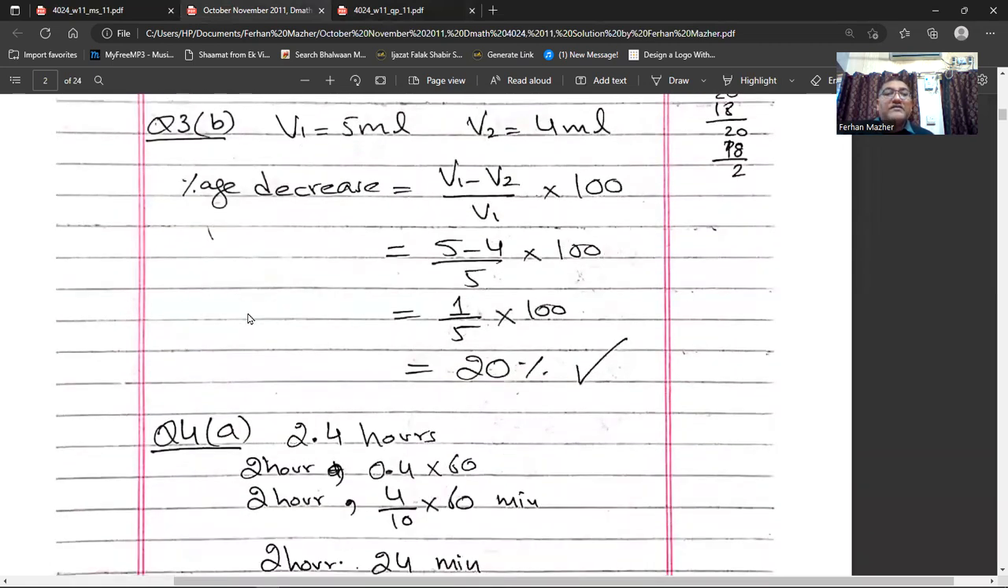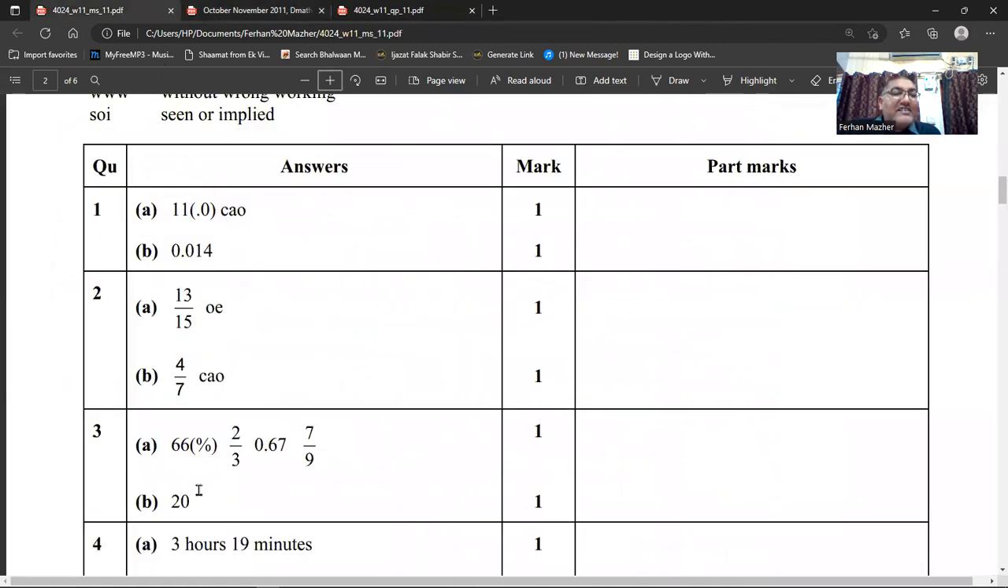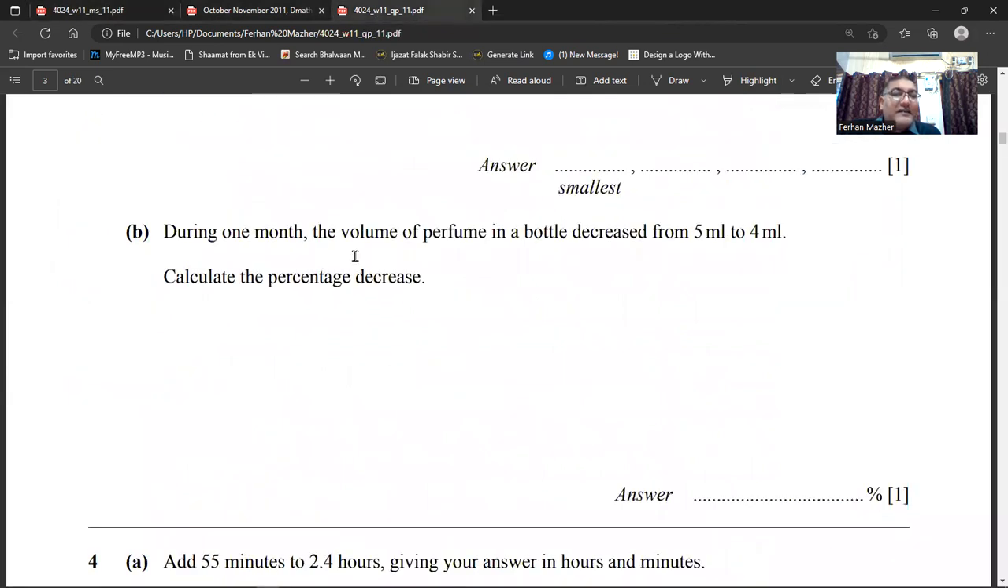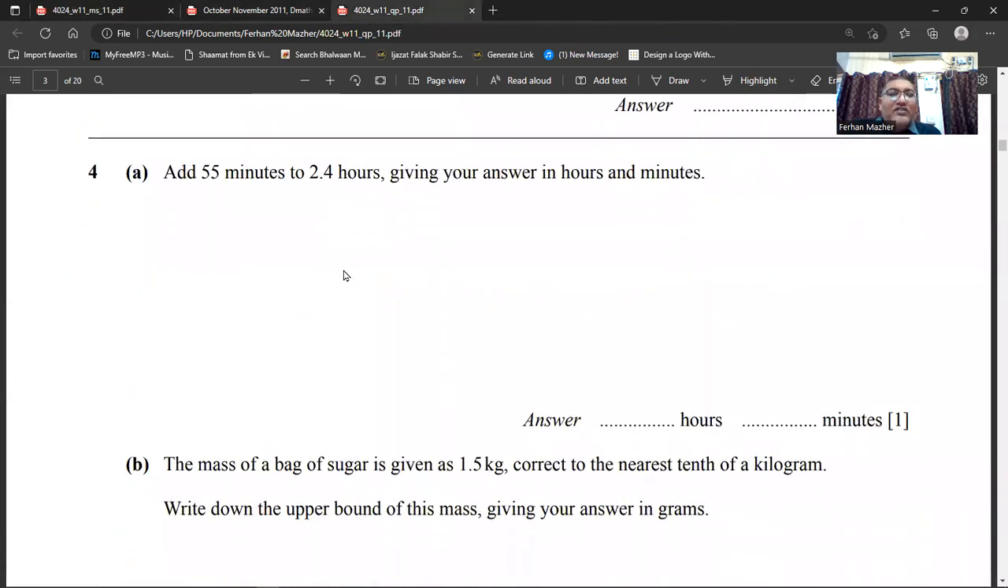So for the question number 3B part, V1 is 5 ml, V2 is 4 ml. So percentage decrease is the decrease divided by the original, multiply 100. So 5 minus 4 divided by 5 multiply 100, 1 by 5 multiply 100, that will be 20%. So 20% is the answer. 20% is the right answer, sir. Okay, so we are going to the next question. The next question is question number 4.